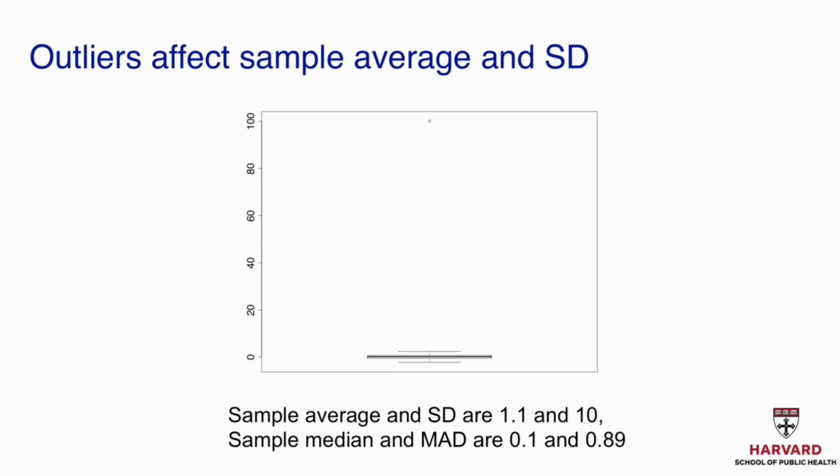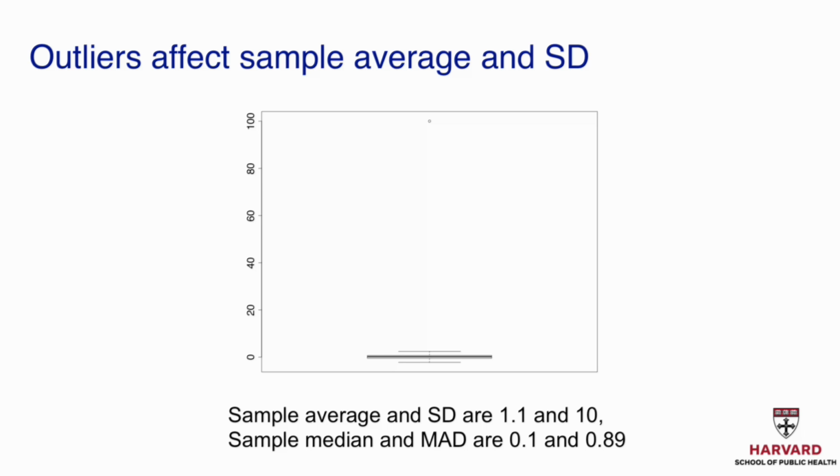The problem is if we want to compute, using the observed data, the mean and the standard deviation of our distribution, which in this case is 0 and 1, this one point is going to have a big influence on the sample mean or average and the standard deviation. For this particular data set, if I compute these summaries, the sample average is 1.1, which is quite far from 0, and the standard deviation is 10, which is very far from 1.